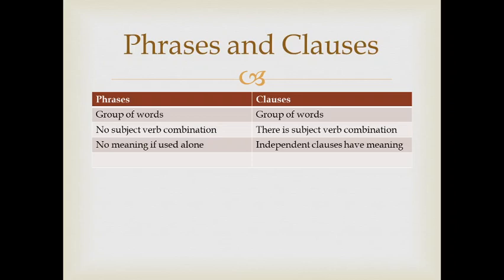Phrases and clauses are groups of words. They are units of meaning. But in a phrase, there is no subject-verb combination. In a clause, there is a subject-verb combination. That means we can identify a subject part and a verb part in a clause, while in a phrase, there is no such subject and verb combination.